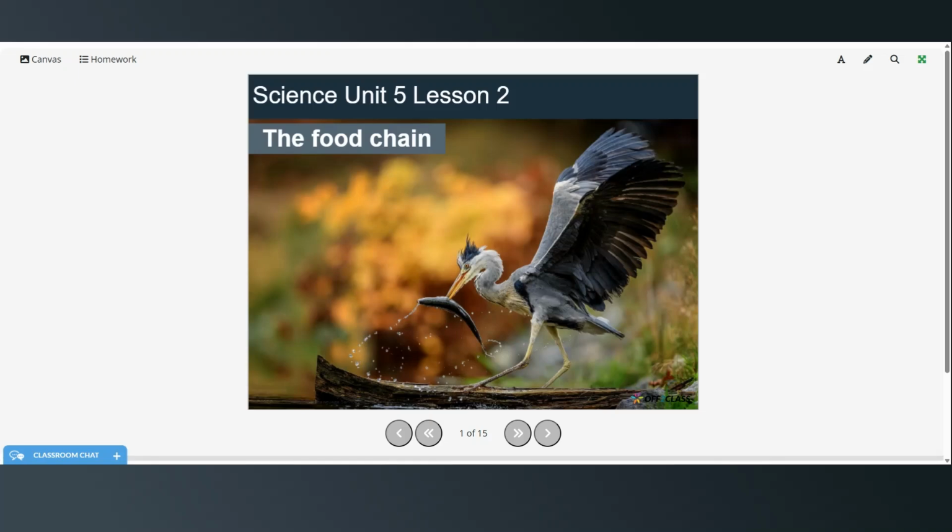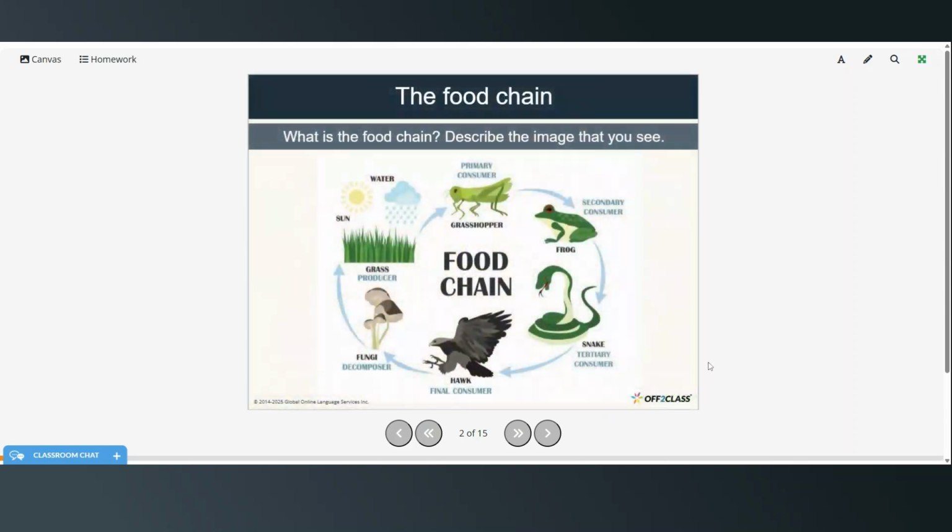Welcome to today's video. This is a B1 level science lesson, and today we're going to be talking about the food chain. So what is the food chain? You can describe what you see in the picture.